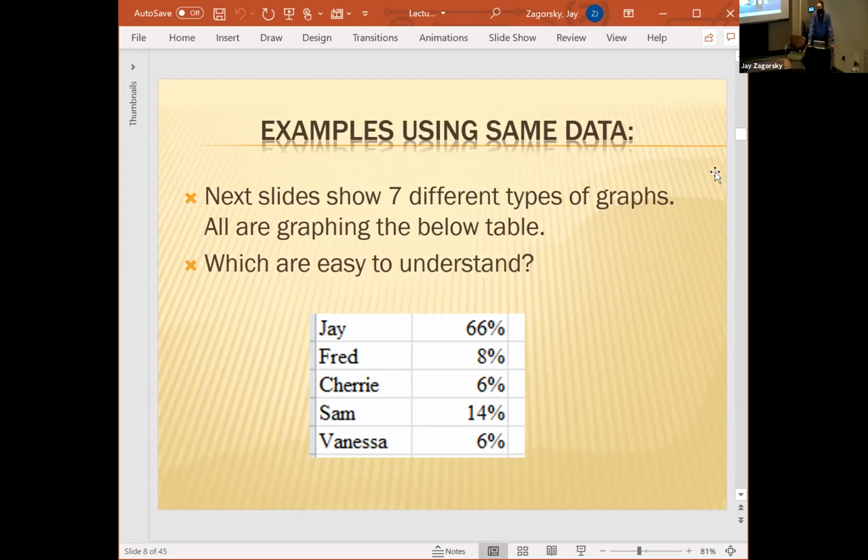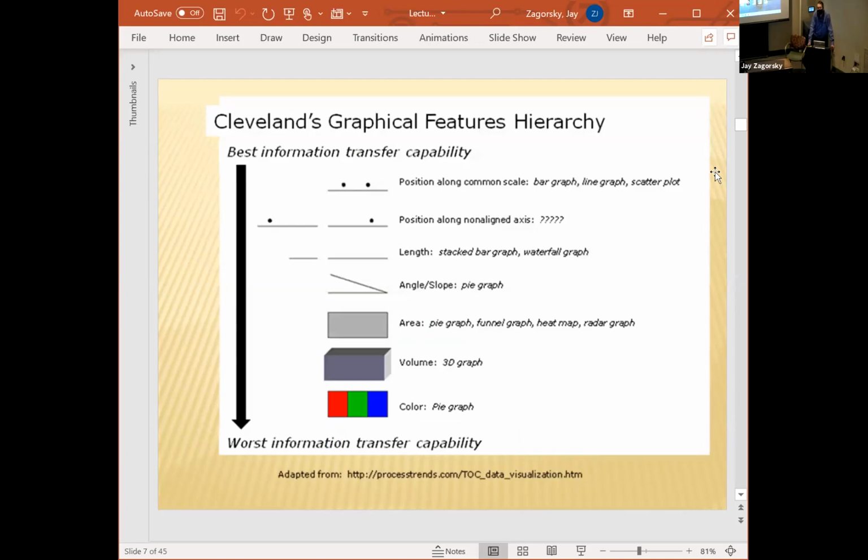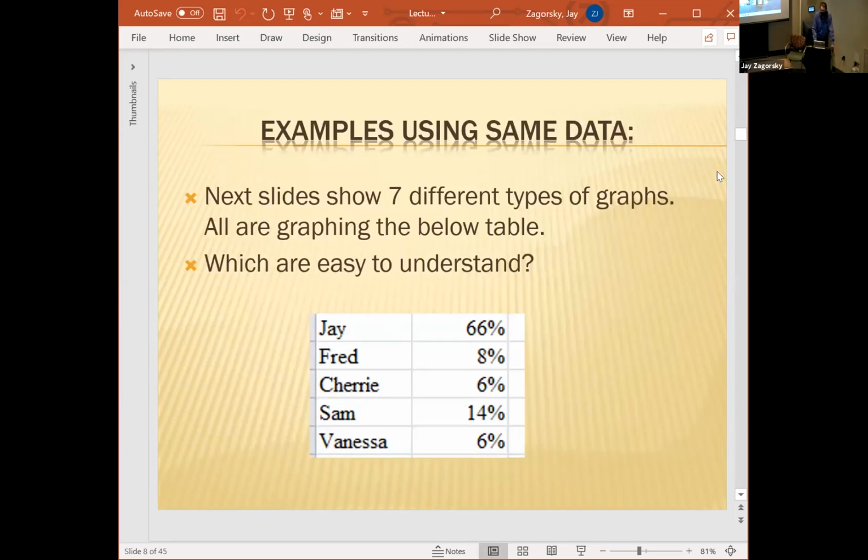We're going to take this very simple table of data, and I'm going to graph it using pretty much every single type that Cleveland has in his features. I'm not going to ask you to vote, because hopefully when you look at it, you'll see which ones are good graphs and which ones are bad graphs. We have 5 pieces of data, and I'm going to show you 7 graphs. Just think about which ones are good and which are bad, i.e., easy to decode and easy to remember.